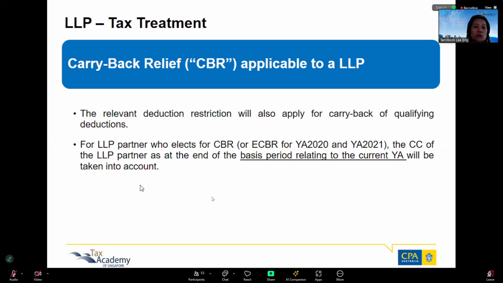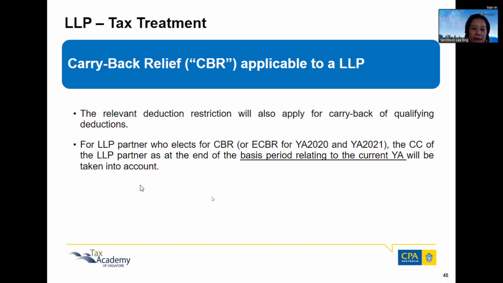Okay, next we go on to carry back. This is slide 48. The relevant deduction restriction also applies when we do a carry back. Again, look at the CC. The CC that we are looking at will be the CC of the LLP partner as at the end of the basis period relating to the current YA.